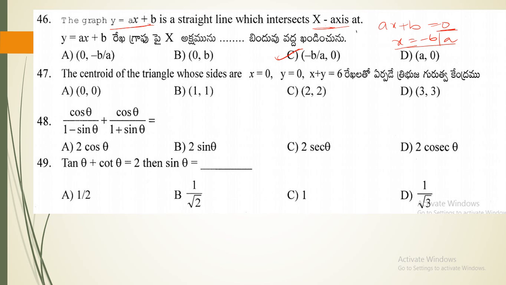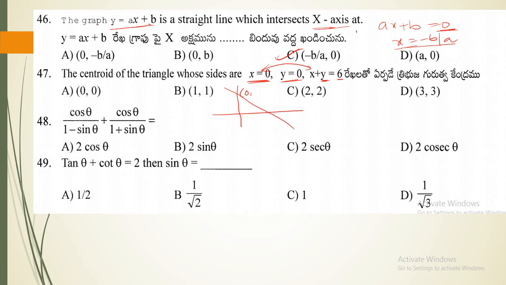Next, 47: the centroid of the triangle x equal to 0, y equal to 0 and x plus y is equal to 6. Right. So how many line equations are given? 3 line equations are given. x is equal to 0 represents the y axis, y is equal to 0 represents the x axis, next x plus y is equal to 6 represents a straight line, which intersects my coordinate axes at 2 distinct points. Let us see what those points are. When I solve these 2 line equations, when I put x is equal to 0, I am going to get y is equal to 6.